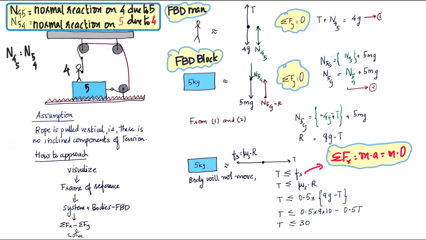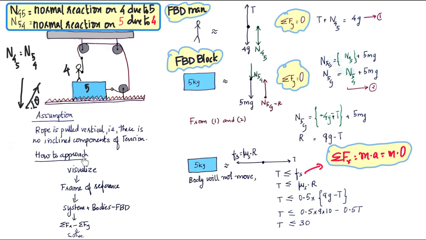Okay, the maximum force that the boy can exert on the rope so that the piece of wood does not move. See, the first assumption that we need to make here is that the rope is pulled vertical, which means the rope is coming exactly like this and not like this. So there is no vertical component of tension involved here. We assume that the rope is exactly vertical.